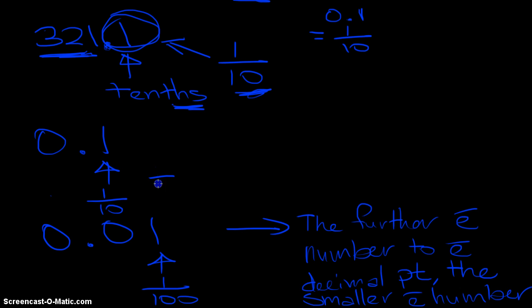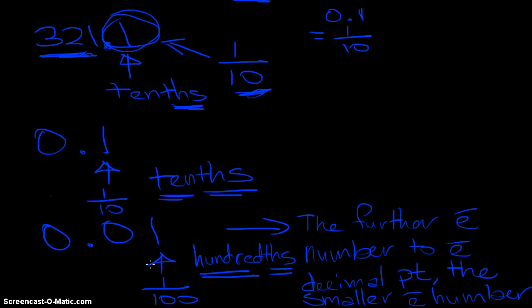This is called a tenth, the tenths place, and this is called the hundredths place. I think you can now see the link: this is out of 10, this is out of 100, and the further the number is from the decimal point, the smaller it is. Why? Because it's cut into 100 parts, while this is only cut into 10 parts.